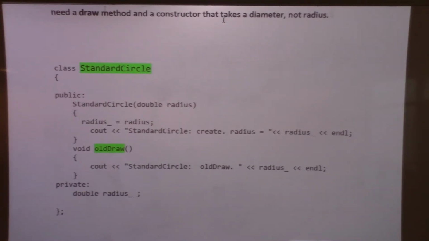So the standard circle takes a double radius, where it basically says, okay, radius is going to be assigned into my property called radius. And then I'm going to cout "standard circle created with radius equals" some value, and the old draw will say "standard circle old draw", and it'll print out the radius. So this is just the standard circle.